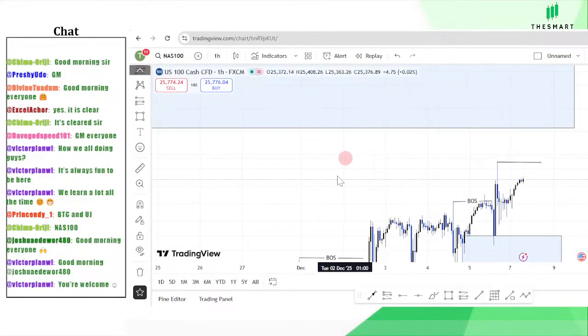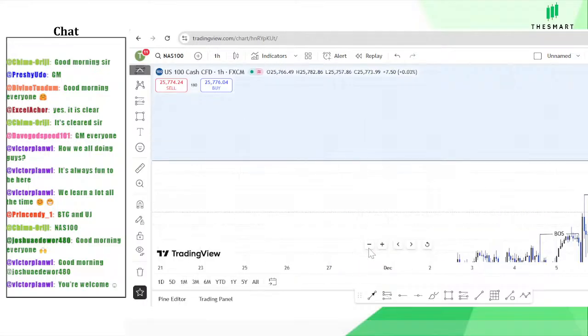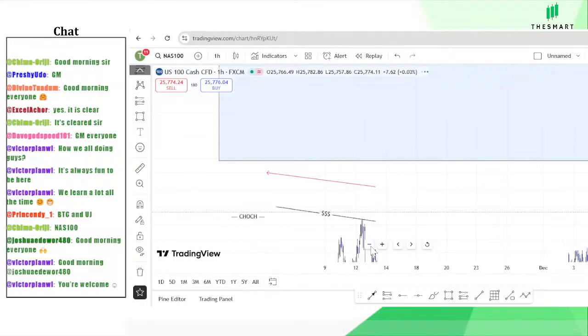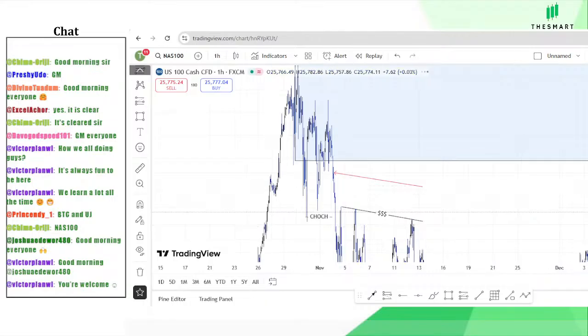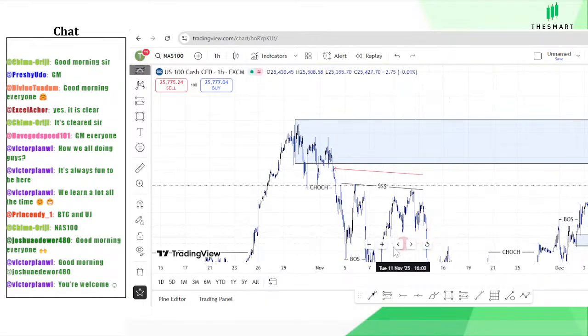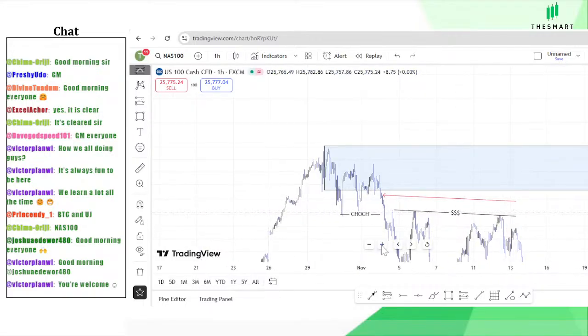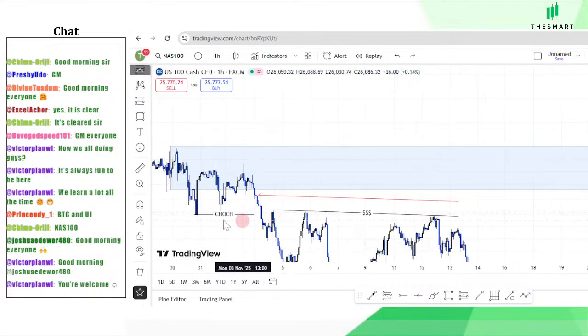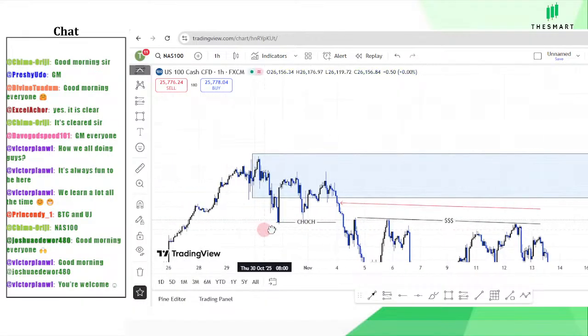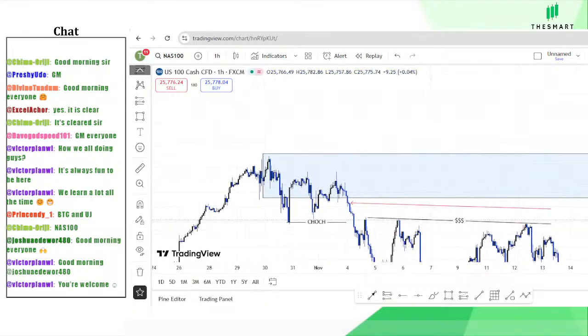Meanwhile, the supply here still holds. Let me zoom this in. I think I didn't refine this supply to 1 hour. Let's get to refine this supply zone. Let's get to check on the 1 hour.